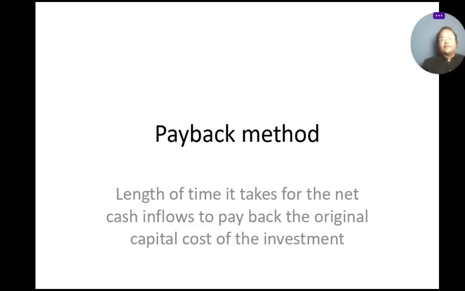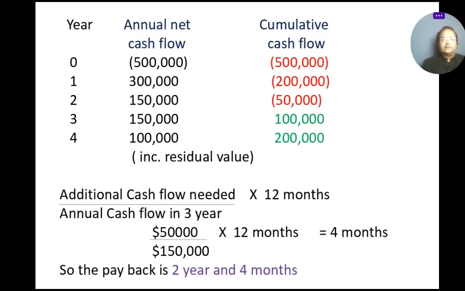Payback method: the length of time it takes for the net cash inflow to pay back the original capital cost of the investment. So this technique tells you how many years or months are required for your initial investment to return back to you. So basically, a year, annual net cash flow and accumulated cash flow. Year zero, right now you invest 500,000 and you want 500,000 back. First year, your positive cash flow is 300,000 and your remaining amount is 200,000.